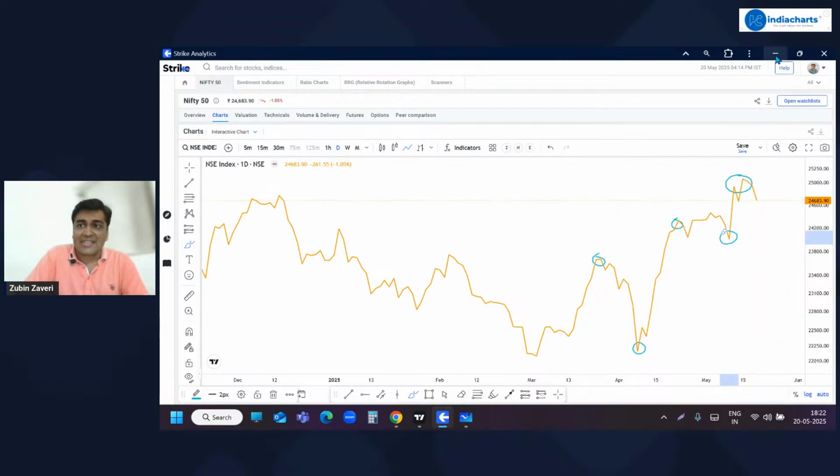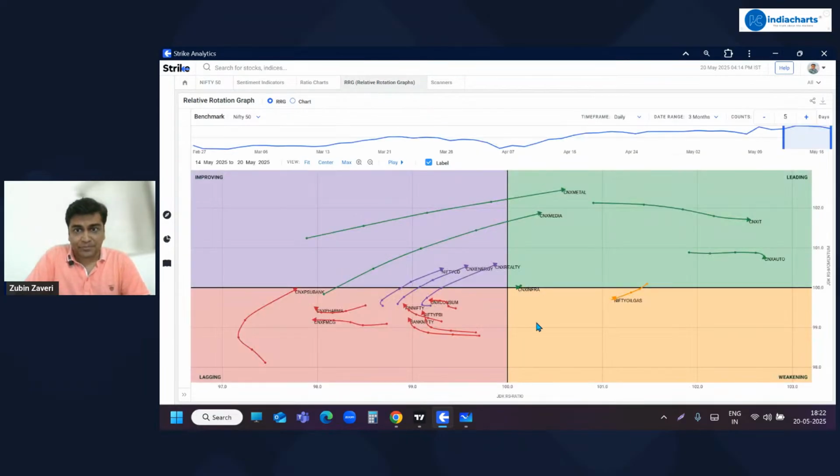Now when the trend is up, we want to look at sectors whose trend is also up, which are outperforming the benchmark Nifty. And how would we do that? For that we have RRG. Now on the RRG chart, this is a daily time frame chart. Look at the arrows over here, the arrows which are facing northeast. Those are the ones coming into the leading quadrant.